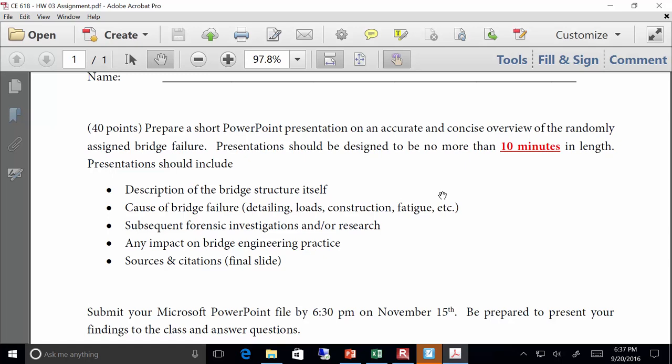Again, it's the day before Thanksgiving break, just 10 minutes apiece. We'll ask a couple of questions. You all still have to show up, and that's pretty much all there is to it. This is not due any time soon, November 15th, so you have plenty of time. Sound good? Any questions? All right.